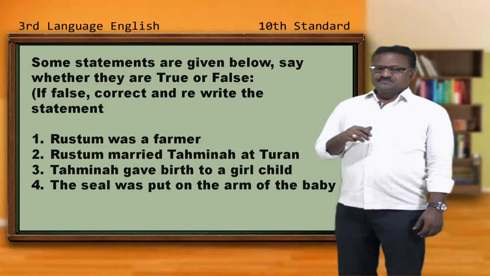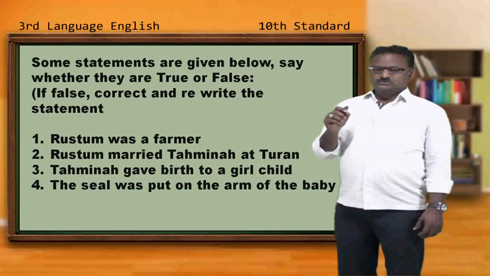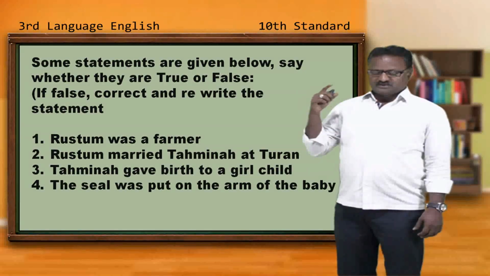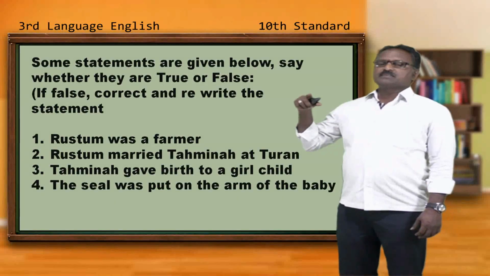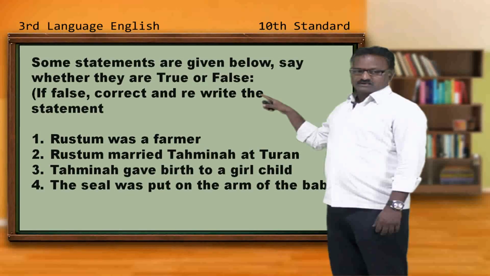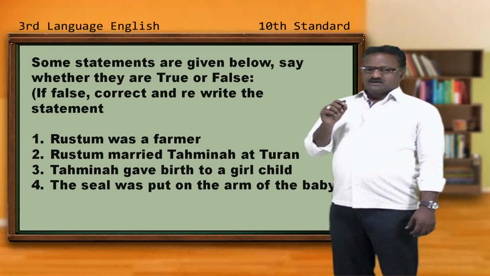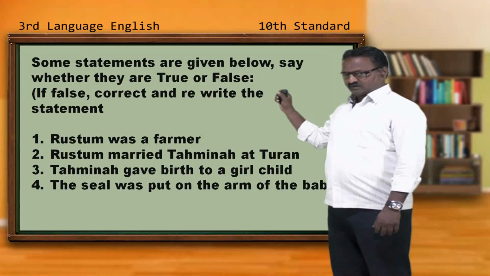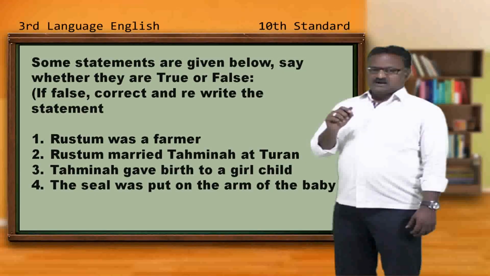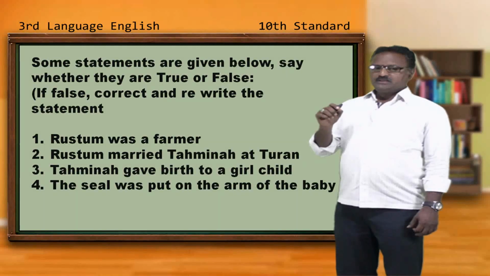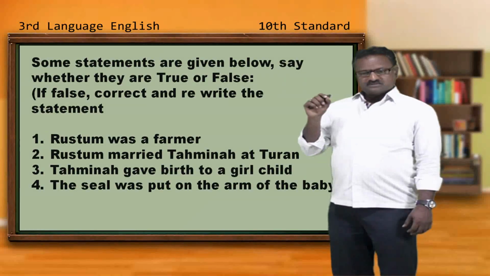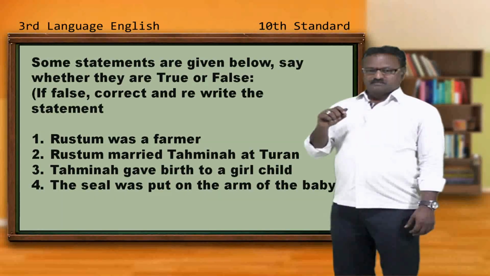Third one, Tahamina gave birth to a girl child. Recall the story once again. So this is again a mistaken sentence. This is a false sentence. Tahamina gave birth to a male son, or male baby, or male child.